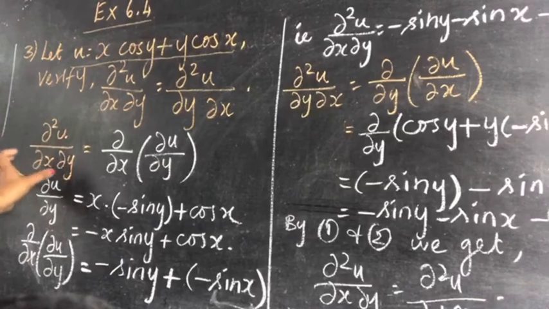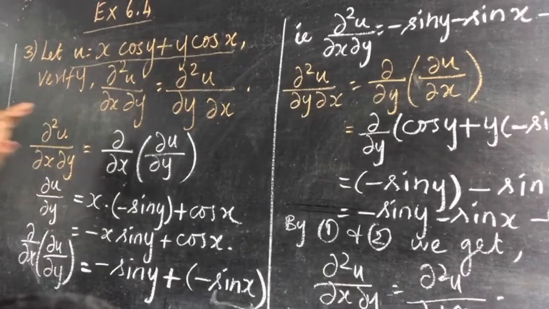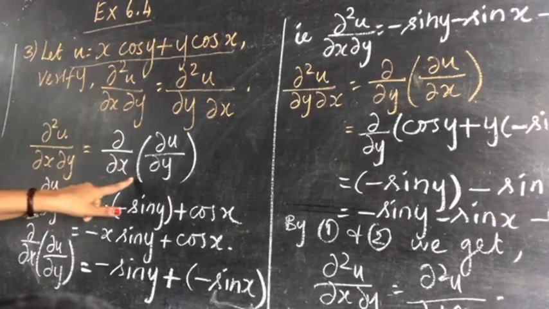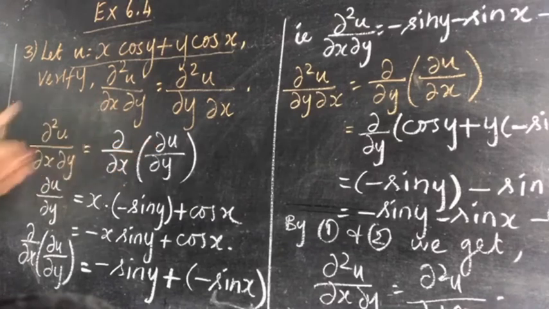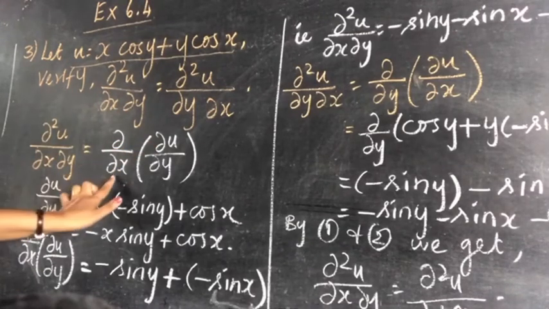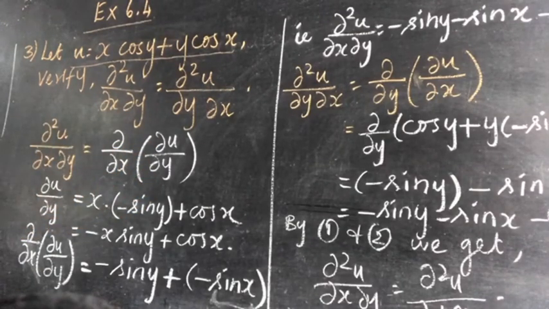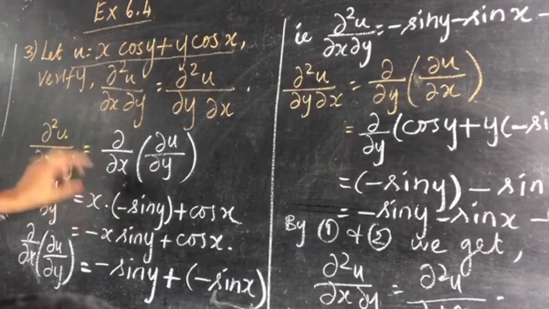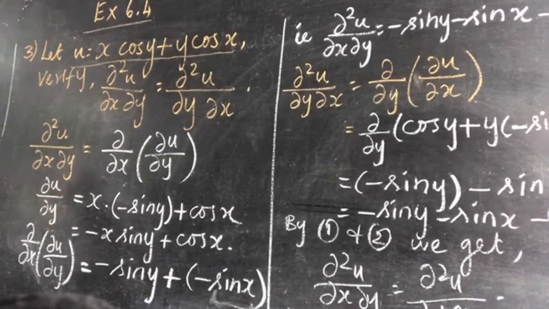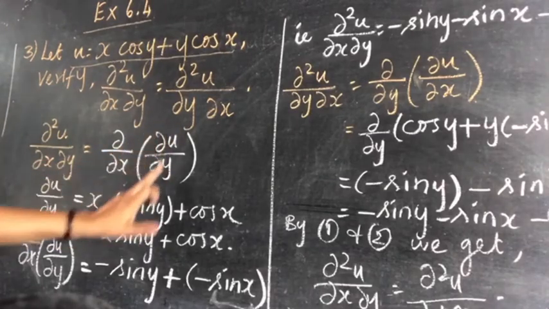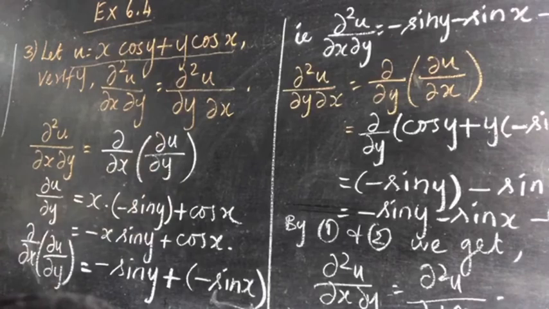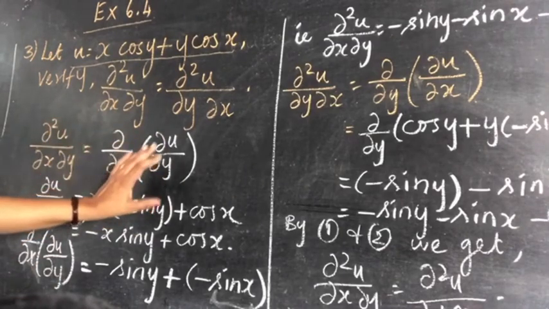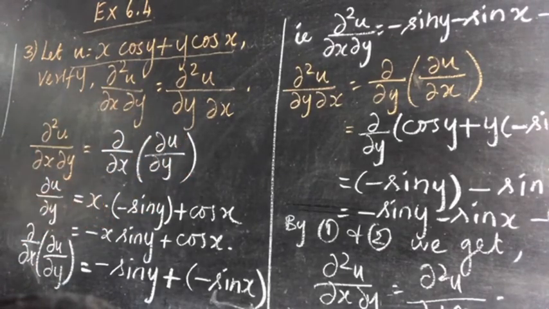So, ∂²u/∂x∂y means I am rewriting it as ∂/∂x of ∂u/∂y. So, first we need to find ∂u/∂y, that means we have to differentiate u partially with respect to y, then again we need to differentiate this with respect to x partially.